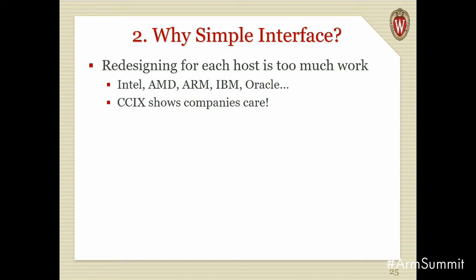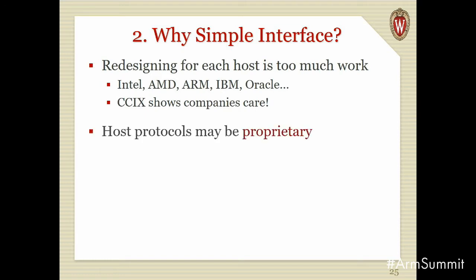Well, coherence is hard, okay? There are a bunch of different systems out there. Each one is different. They have different constraints, and it's a lot of work to design your accelerator to work with each of those. There's already an industrial effort called CXL to try to make it easier for people to design accelerators. We see this as evidence that people care about this problem. This is a real problem that needs to be solved.